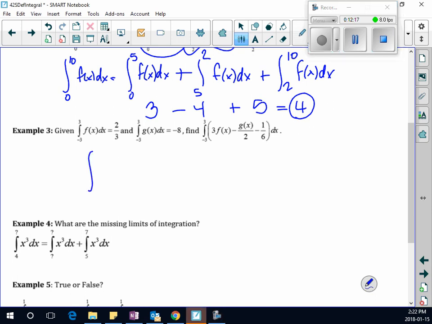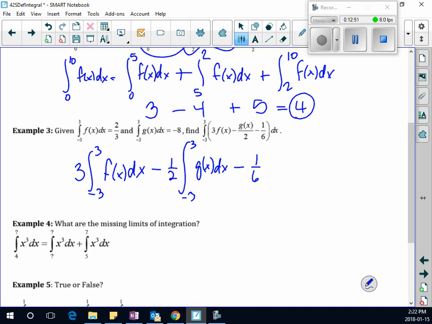So the integral from negative 3 to 3, how could I separate 3f of x? Put the 3 in front of f of x dx. Now, how could I separate the minus g of x over 2? Take it as a minus 1/2 and put it in front of g of x dx. And then how can I deal with this minus 1/6? I can put it in front again, negative 3 to 3 of dx.